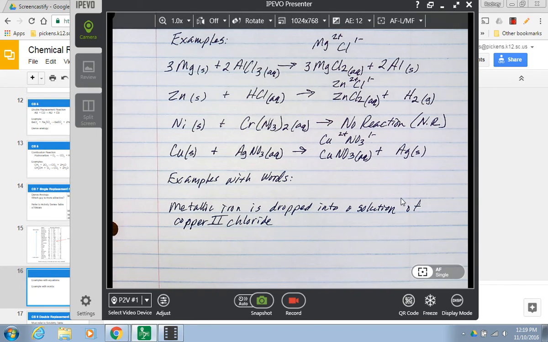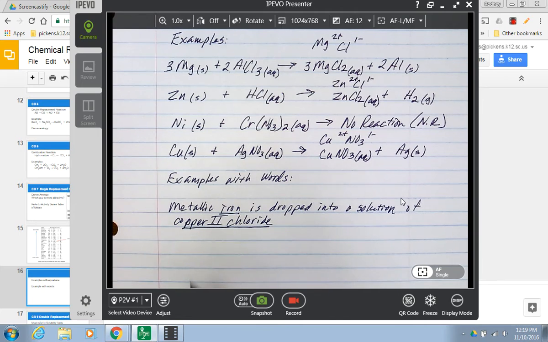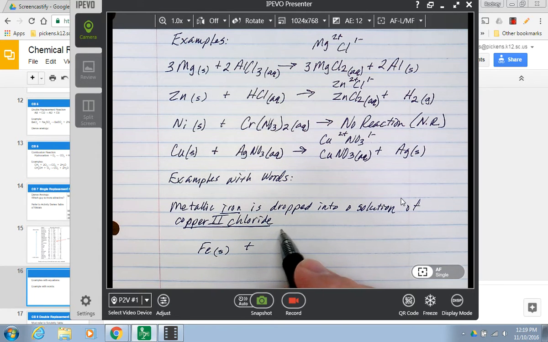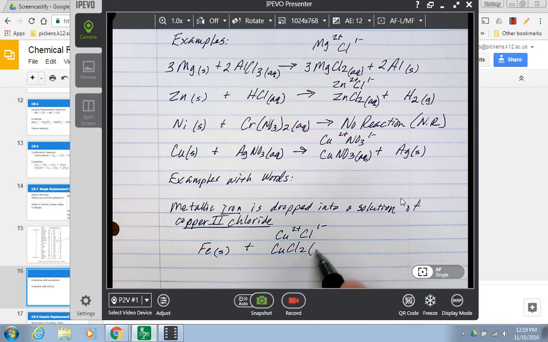All right, so you see this in words, and remember what we have to do is convert this over to symbols. So we have iron and we have copper 2 chloride. The symbol for iron is Fe, it's metallic, so that means it's a solid, plus copper 2 chloride. So we have Cu, it's copper 2, so it's 2+, chlorine is 1 negative, so it's going to be CuCl2. It's a solution, so we're going to put the symbol aqueous.